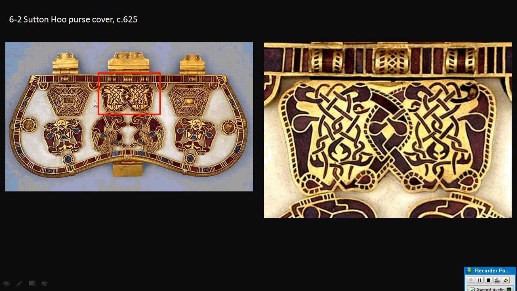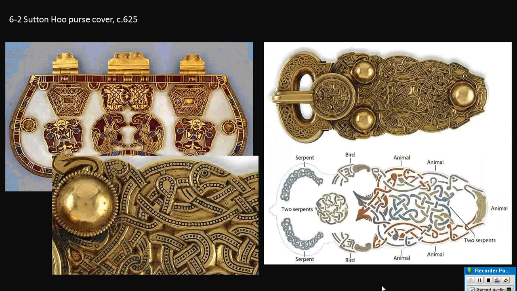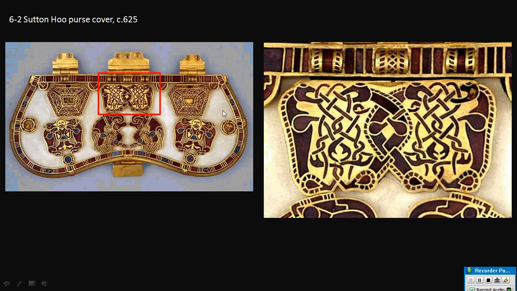These are the hinges here. And inside the purse were the same number of coins that there are oar spots, oar locks on the boat, probably intended as symbolic pay for the oarsmen. And the mint marks on the coins tell us when it was buried. That's how we know it was done around 625, is basically the age of the coins.